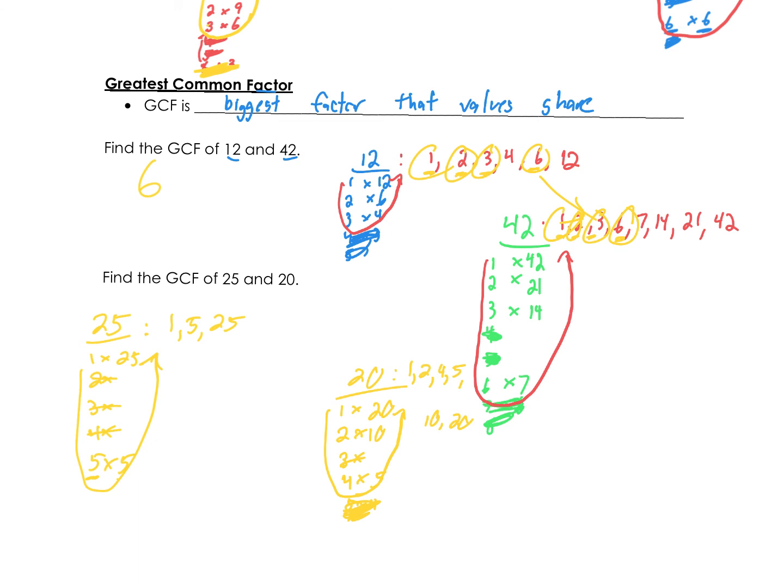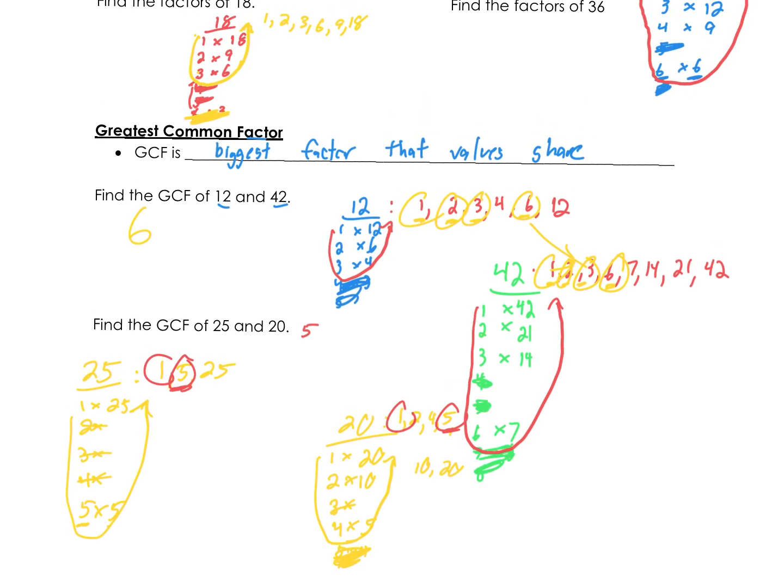Well, for our common factors, we have the number 1 on both lists and the number 5 on both lists. So what's greater? Obviously the 5. The greatest common factor of 25 and 20 is 5. All right. In conclusion, today we learned about factoring and common factors, the greatest common factor especially. We'll do some word problems with that later in the year.